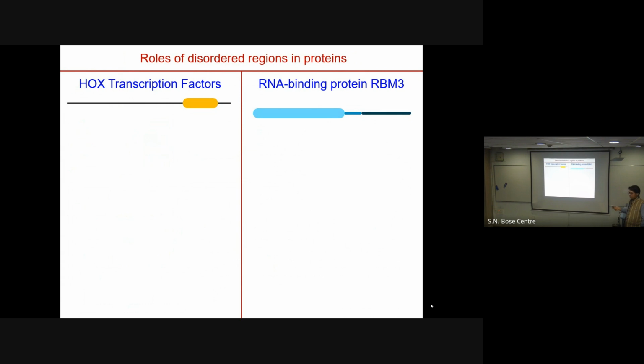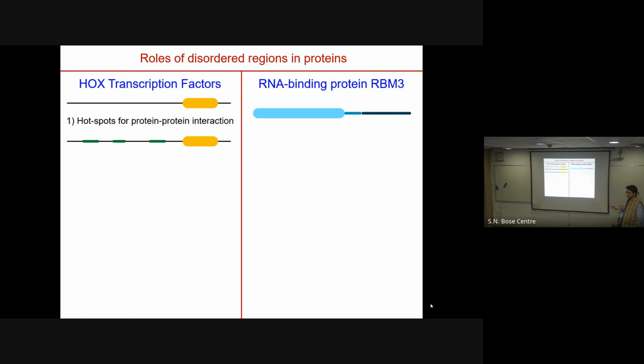So I'll just introduce the systems. I'm not going to talk about this one. I'll just briefly introduce it, but I will focus mostly on the transcription factors. One set of proteins that we work with are Hox transcription factors. These are roughly 300 amino acids long. Only 50 residues are folded. The rest is intrinsically disordered.